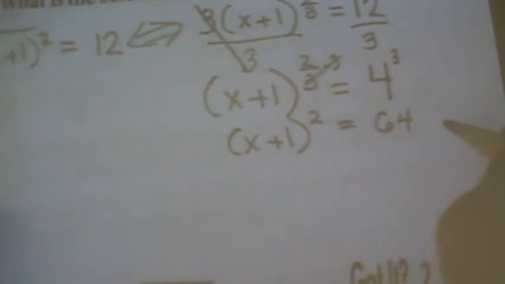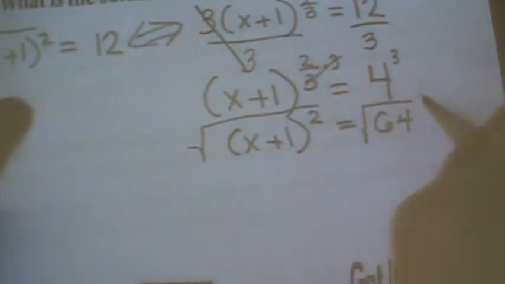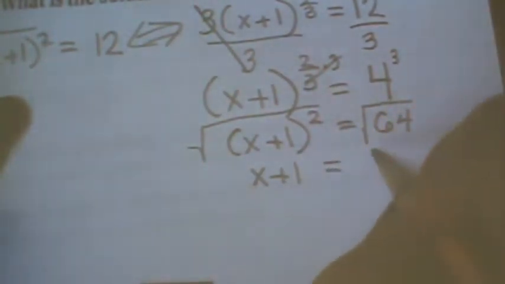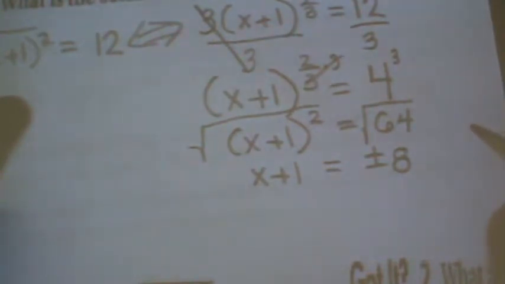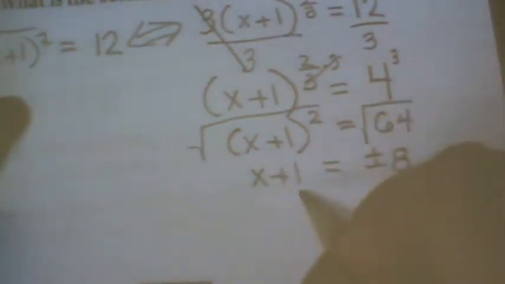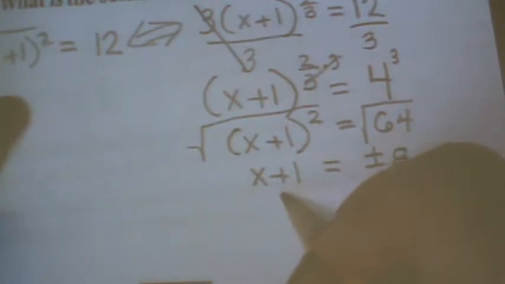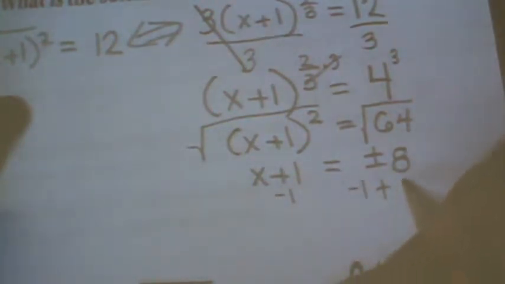Now, does this look like a problem that you did last year, where you took the square root of both sides? Do you remember this? And then you had x plus 1 equals plus or minus 8. Do you remember this from last year? And then what are you going to do? Subtract 1. So it's -1 plus 8 and -1 minus 8. Those are your two answers.